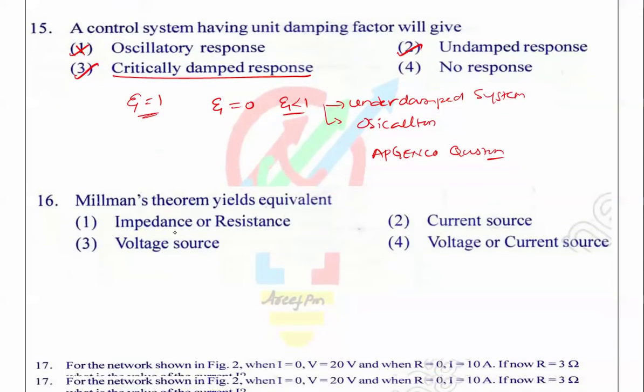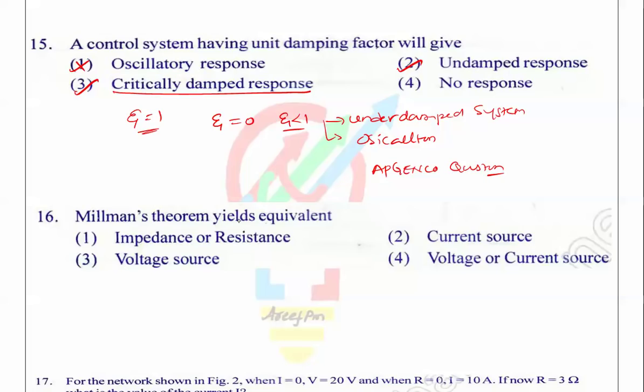Next one: Millman's theorem equivalent circuit. They are asking for the equivalent circuit. Millman's theorem says that voltage sources in series with their resistances, connected in parallel, can be represented as a single voltage source in series with a resistance. Like this, it can be represented as a source and resistance. Like that, any number of sources connected like this can be represented like this. This is a Thevenin's equivalent. Suppose we can model this Thevenin's equivalent into a Norton's equivalent.